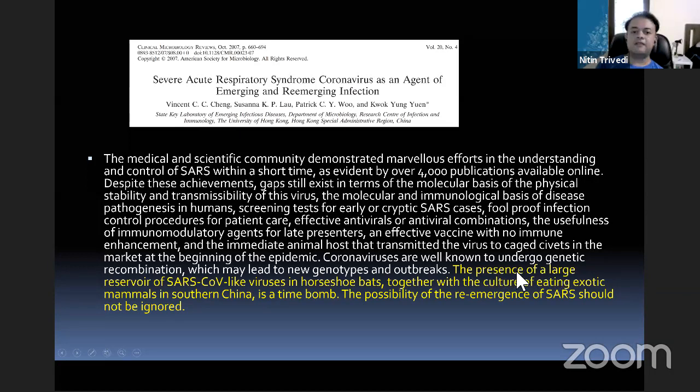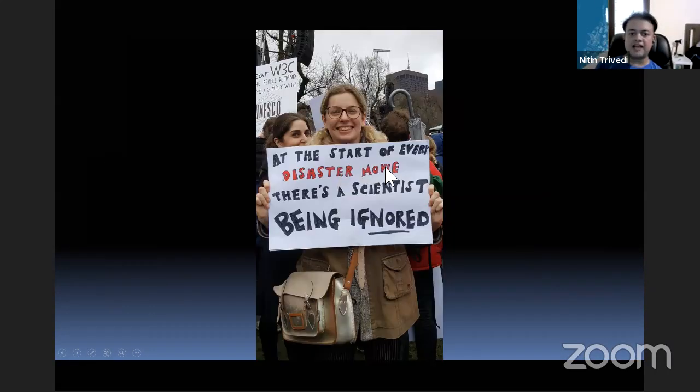Let me read it out. The presence of a large reservoir of SARS-CoV-like viruses in horseshoe bats, which are a kind of bat, together with the culture of eating exotic mammals in southern China, is a time bomb. They said that in 2007, it's a time bomb. The possibility of re-emergence of SARS should not be ignored. It's really important. Way back in 2007, the authors said this, and still we ignored it. This is an internet meme: at the start of every disaster movie, there is a scientist being ignored.